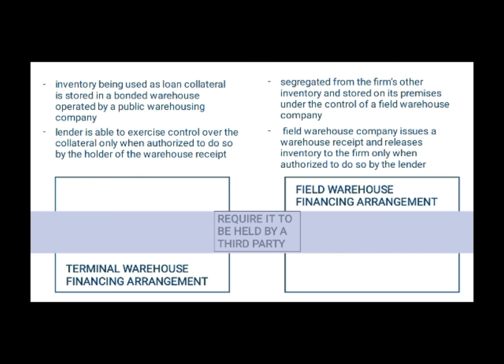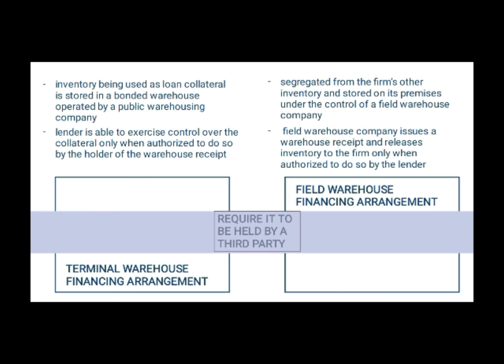Now, for the second one, if the lender requires or employs a third party to hold the collateral, it is also called warehouse financing. So, under this, the collateral inventories, goods, or commodities may be held in public warehouses approved by the lender or in field warehouses located in the borrower's facilities, but it is controlled by a third independent party.